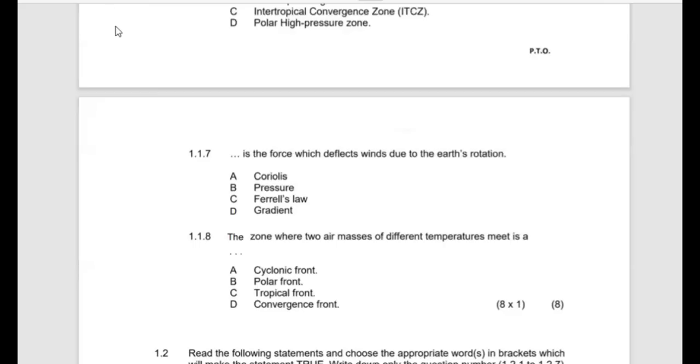Coriolis force is responsible for the deflection of air to the left in the southern hemisphere and to the right in the northern hemisphere. That is the relative deflective direction caused by the Coriolis effect. The Coriolis effect comes into play because of the rotation of the Earth.